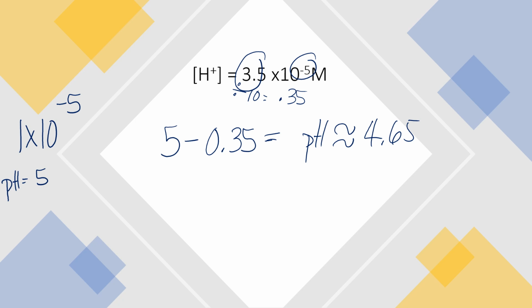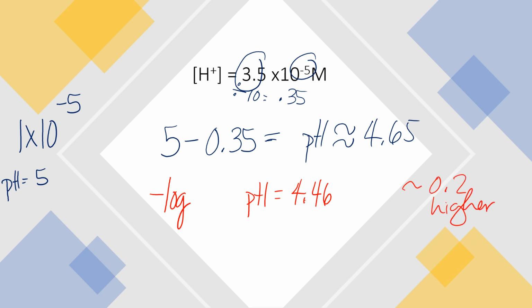Just so you know, for full disclosure, if I were to take the negative log of the hydrogen concentration, the real pH would be 4.46. So as you can see, our estimated pH is about 0.2 higher than our real value. If we were doing this on the AP exam, we would pick something about 0.2 lower than what we estimated. And it truly is that simple. I know it seems not many things in AP are that simple, but this is.